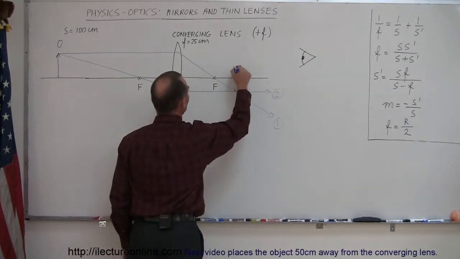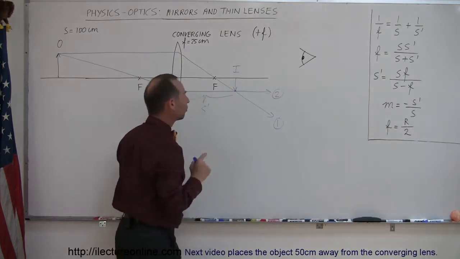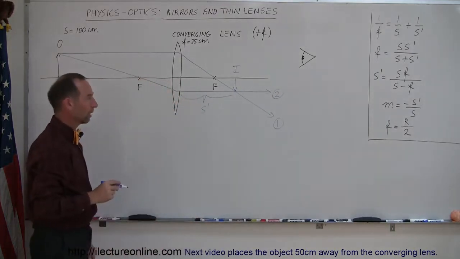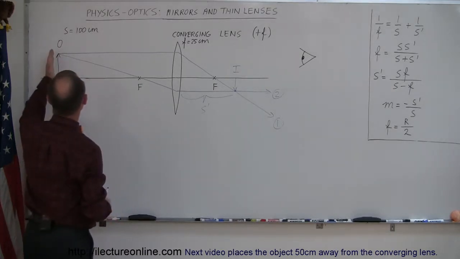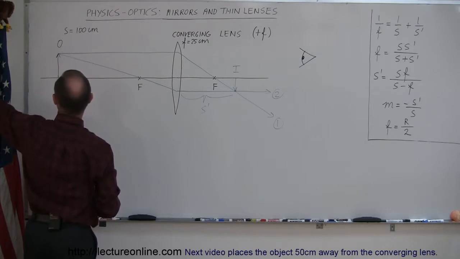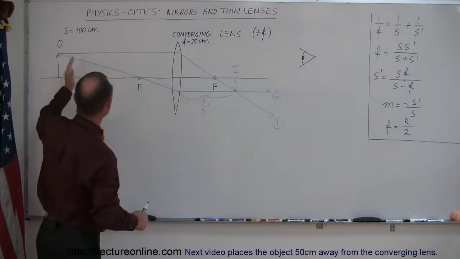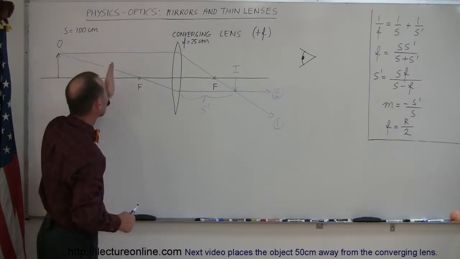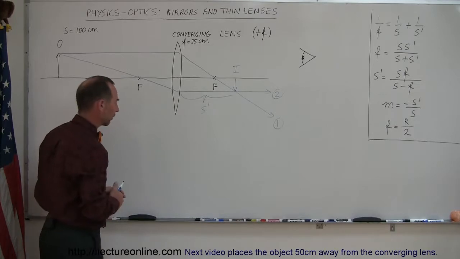There's the image. And this here would be the S prime, which means the distance to the image. We'll figure out in just a moment how big that is. Notice that with converging lenses, if you put the object very far away, the image will form very close to the focal point. The closer the object comes to the lens, the farther away the image will form. We'll see that in the next several examples.